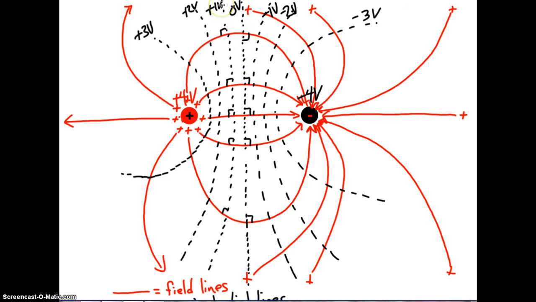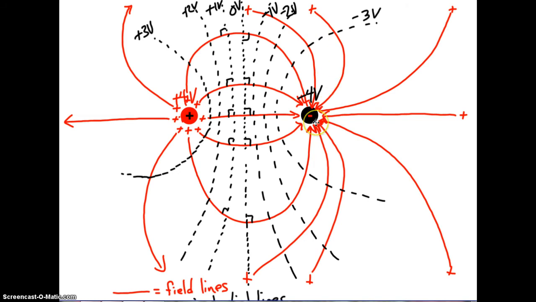If we draw our next one representing positive 1 volt, you notice that it starts to curve as you maintain the fact that it's perpendicular to the lines of force. Likewise, the positive 2 volts and the positive 3 volts. Same on the other side with our negative lines of equipotential. Okay? So here we have negative 1 volt, negative 2 volts, and negative 3 volts.